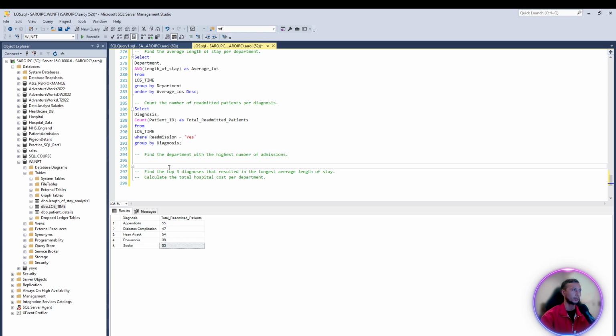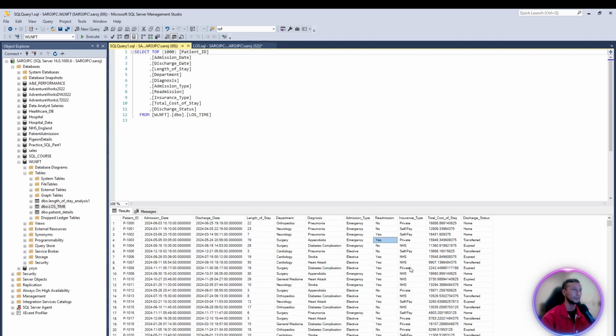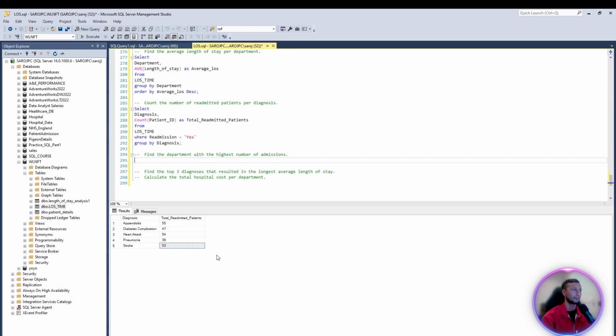Now let's go with another question. Find the department with the highest number of admissions. So we have to group on the basis of department and we have to find the highest number of admissions. That means we can count the patients.